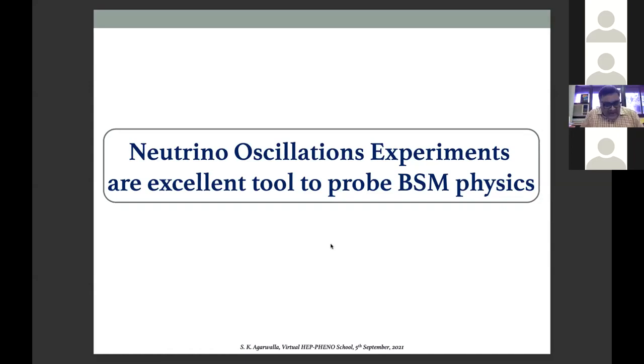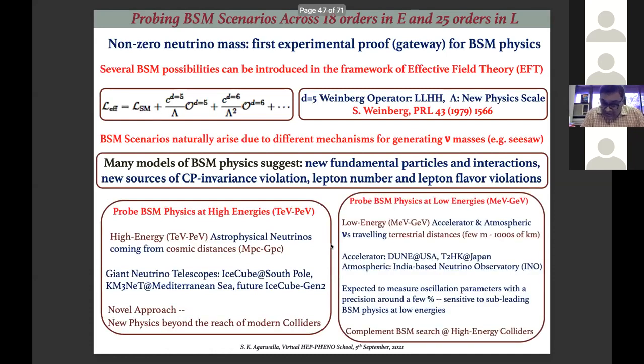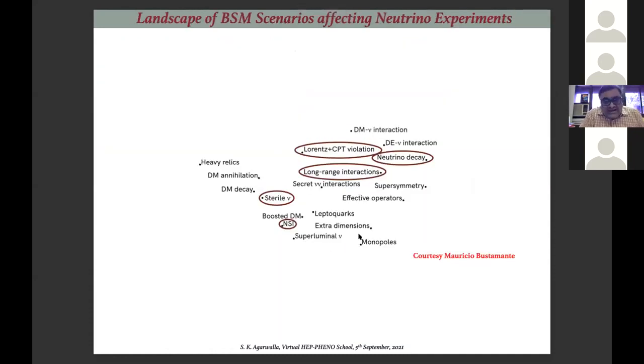So then it is the right time to ask, what if there is some new physics hanging around, can this data be sensitive? So in the literature, people have explored a lot of possibilities. I don't have time again, but you see, these are the candidates. Starting from non-standard interaction, presence of sterile neutrino, interaction of neutrinos with dark matter, extra dimensions, supersymmetry, leptoquarks, monopoles, decay of neutrinos, decay of dark matter. You have a plethora of possibilities.